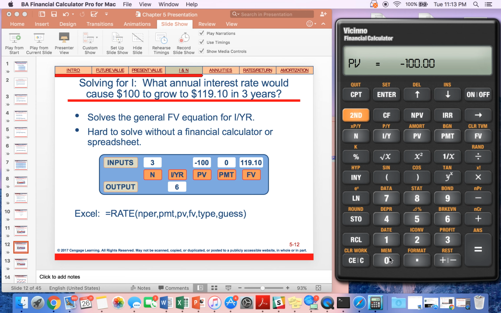We don't have a payment in this question, so we're just going to plug in 0 for the time being. And then we know that our future value, or the money that we're going to get back, is $119.10 that we'll plug in for that future value. So then you can click Compute IY, and that tells us that we would have to invest at a rate of 6% to cause $100 to grow in 3 years to $119.10.